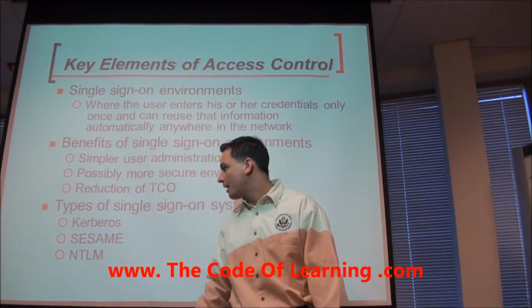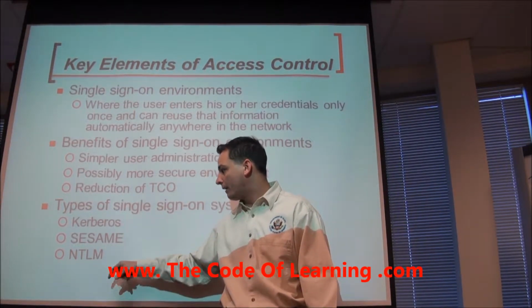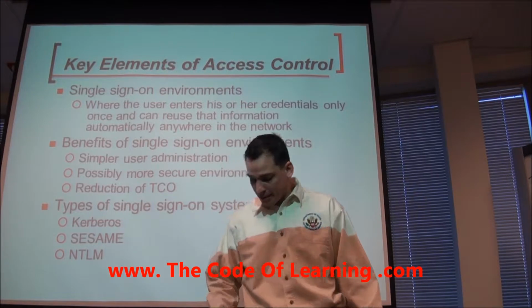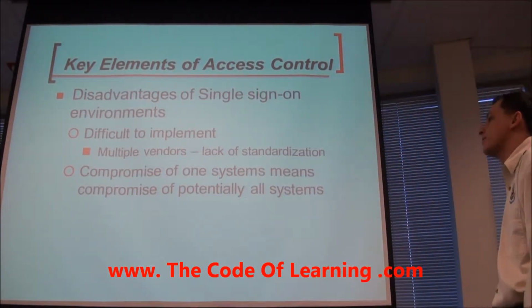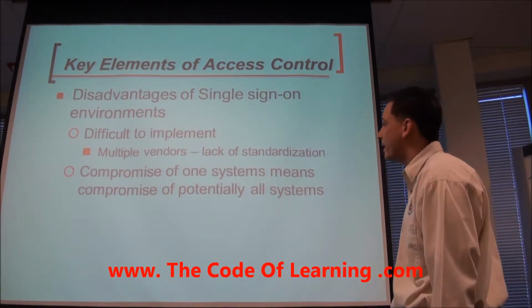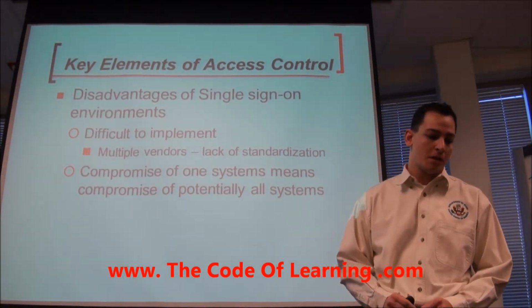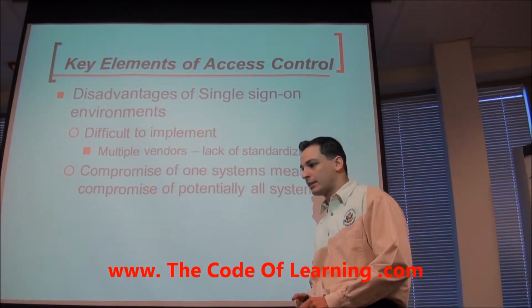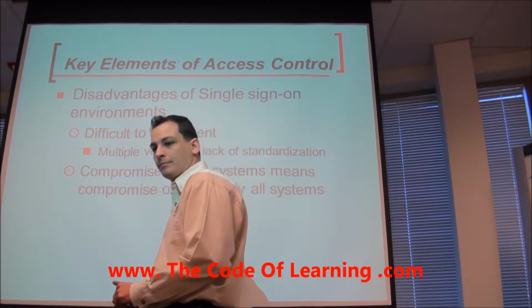Kerberos, Sesame are types of single sign-on. Windows can be in certain configurations. Disadvantages: can be difficult to implement, and the biggest problem that I've had with single sign-on is the concept of the weakest link in the chain. Anybody want to take a guess what I mean by that?